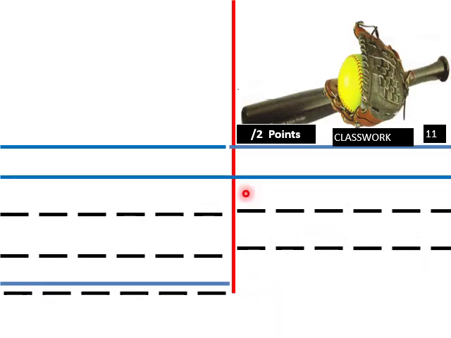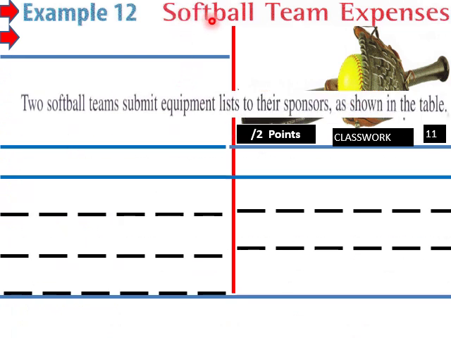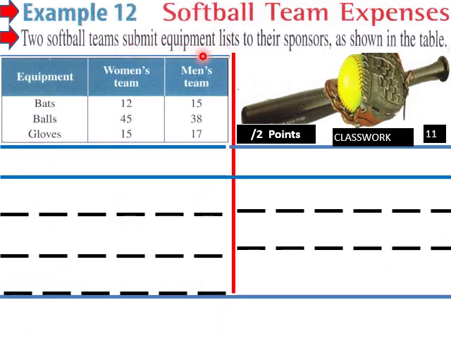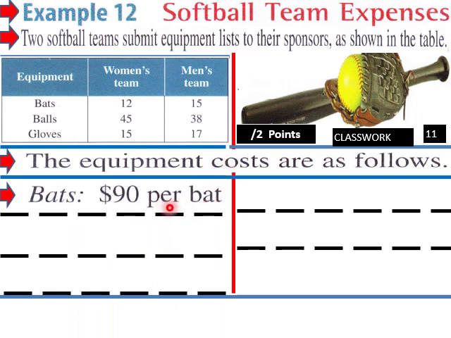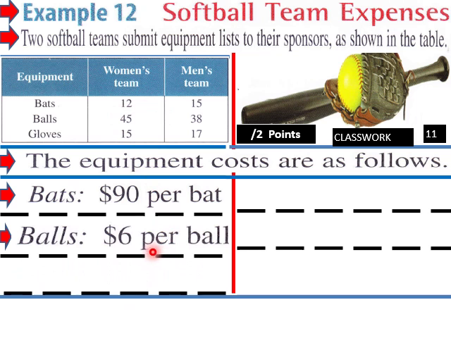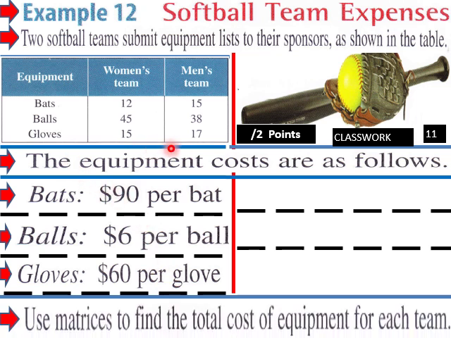Into our next example here. Softball team expenses. 2 softball teams submit equipment lists to their sponsors as shown in our table here. Here's our equipment. We have a women's team and we have a men's team here. And then we have our number of items here for each team from this category. So the equipment costs as follows: $90 per bat, $6 per ball, and then $60 per glove. Use matrices to find the total cost of equipment for each team.